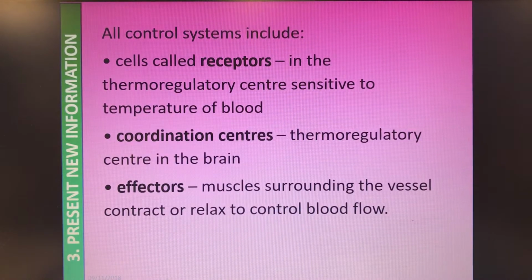And with all control systems, we've got receptors receiving the information, coordination centres, in this case it's the thermoregulatory centre in the hypothalamus in the brain, and the effectors, and in this case we're going to be talking about the muscles surrounding the blood vessels which are able to contract or relax to control the amount of blood flow.